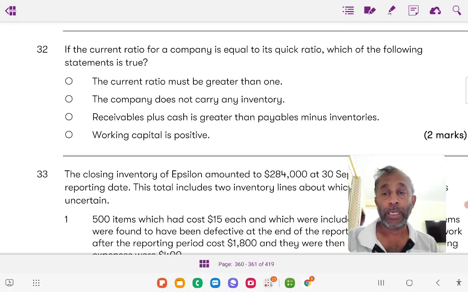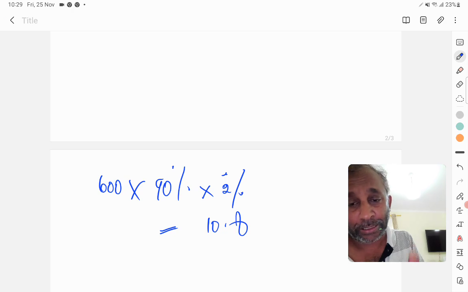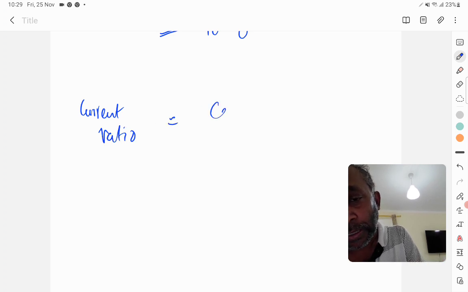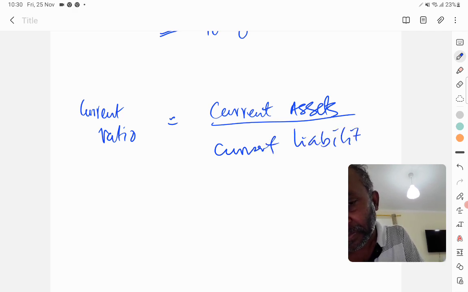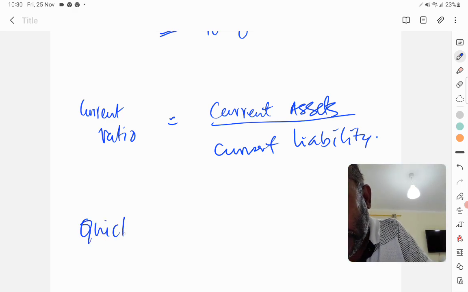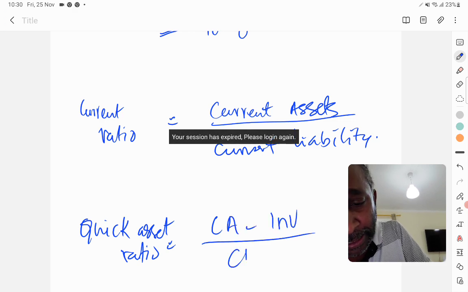Question number 32. If the current ratio of a company is equal to its quick ratio, you should first understand the equations. What is the current ratio? Current ratio is equal to current assets divided by current liabilities. That is the current ratio, whereas the quick asset ratio will be current assets minus inventory divided by current liabilities.